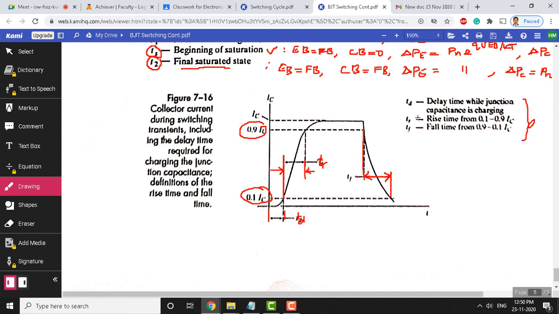With that, I think we have covered almost all topics with reference to the BJT, bipolar junction transistor. If you have any queries, you can ask me, okay, or else we will take some questions during the offline.